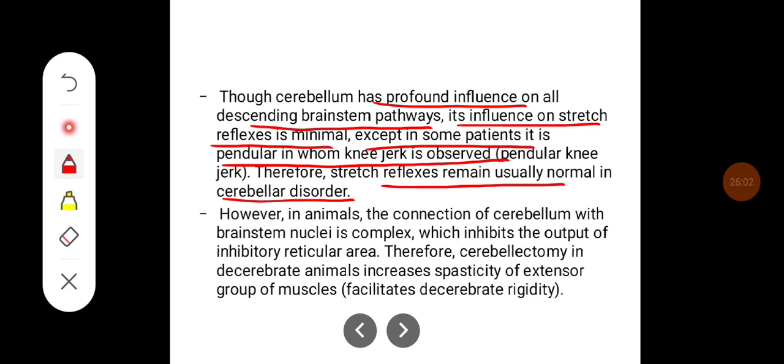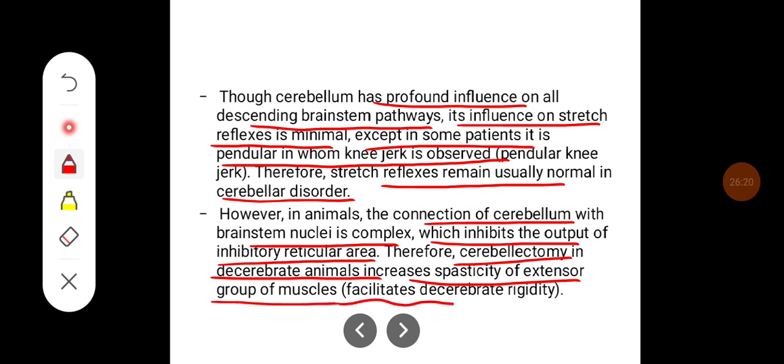However, in animals, the connection of the cerebellum with the brainstem nuclei is complex, which inhibits the output from the inhibitory reticular area. Therefore, cerebellectomy in a decerebrated animal increases the spasticity of the extensor group of muscles. That is, it is going to facilitate the decerebrate rigidity.